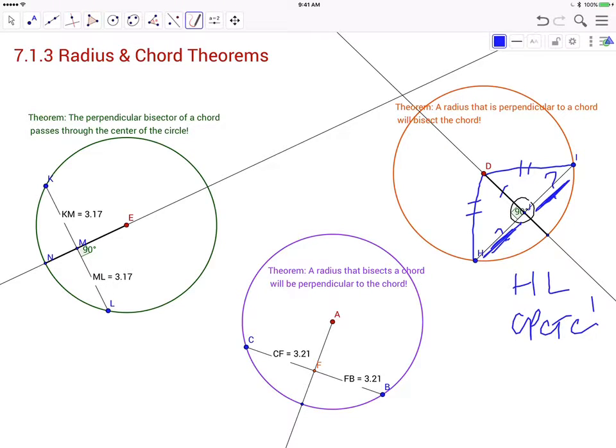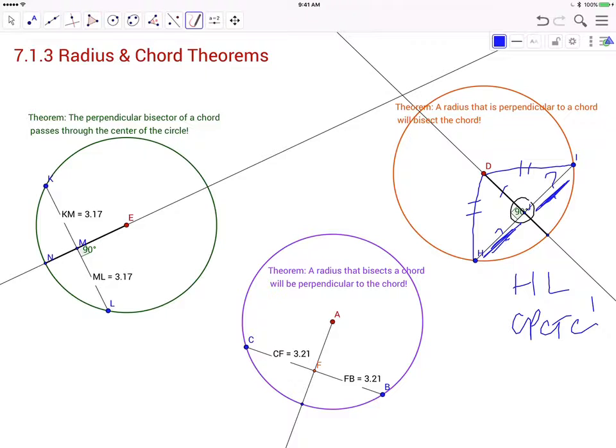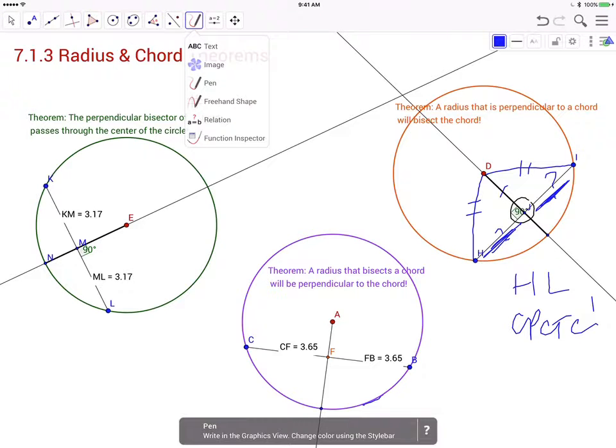Okay, down to the purple. We've got the idea of a radius that bisects a chord. So the radius is bisecting the chord. You can see that I've got a couple of lengths here. CF and FB are clearly equal, 3.21 each of them. And if I move these things around a little bit, everything stays the same. I've created them this way. So no matter where I put this, the chord is split in half.